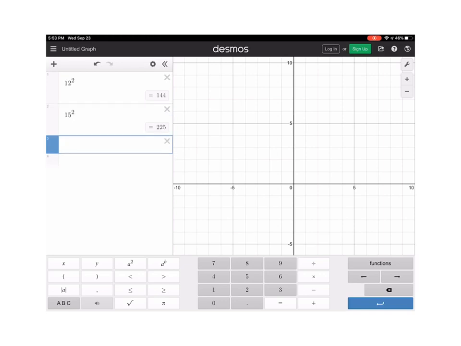If we for some reason want an exponent other than 2, which we won't need for Pythagorean theorem, then you could push your first whole number, and to move to the exponent space, you would push a to the power of b. It moves your cursor to the exponent line, and you can choose another number, such as 4. Now we're able to find that 7 to the power of 4 is 2,401. For Pythagorean theorem, we are focused on using this a to the power of 2 button because our equation is a squared plus b squared equals c squared.